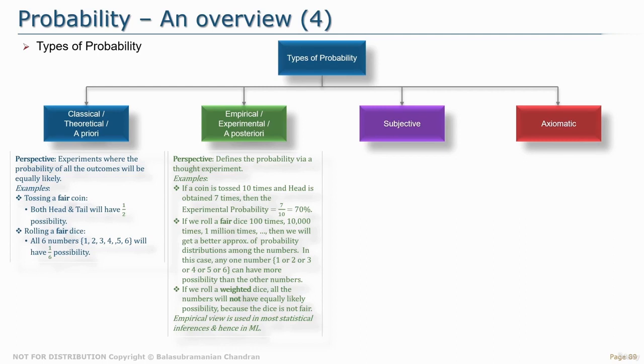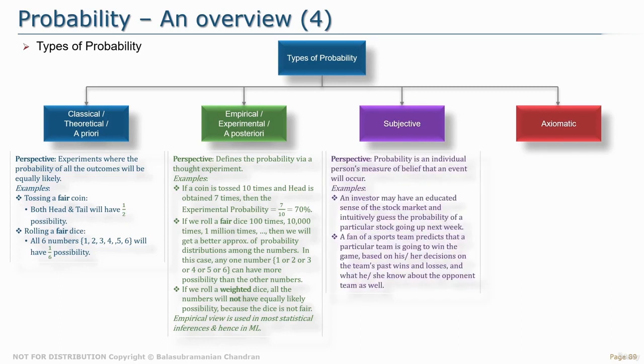How does subjective probability work? Perspective: probability is an individual person's measure of belief that an event will occur. Examples: an investor may have an educated sense of the stock market and intuitively guess the probability of a particular stock going up next week. A fan of a sports team predicts that a particular team is going to win the game based on his or her decisions on the team's past wins and losses, and what he or she knows about the opponent team as well.